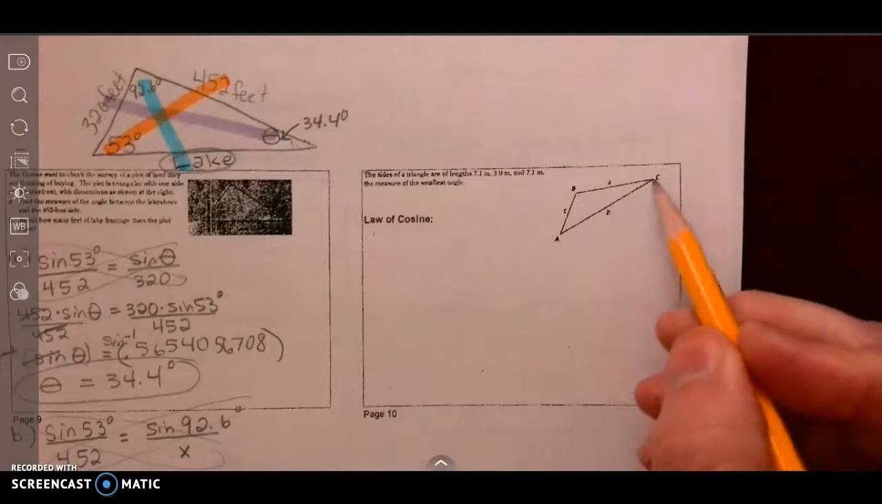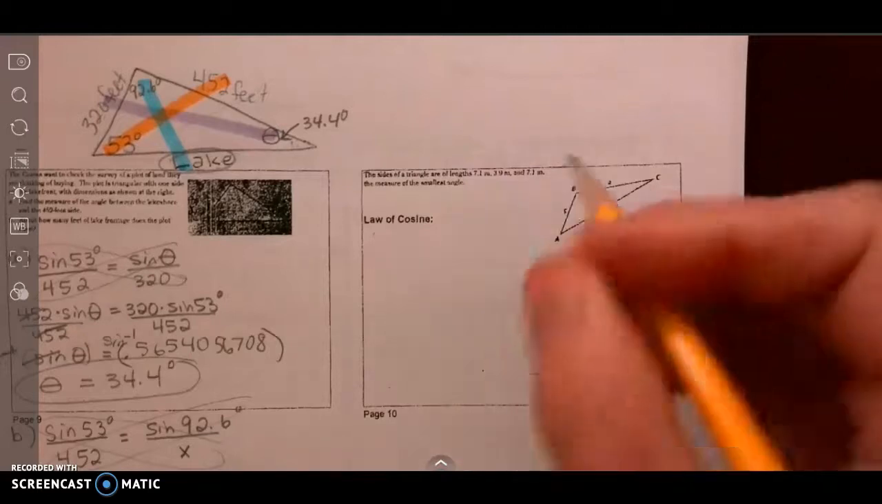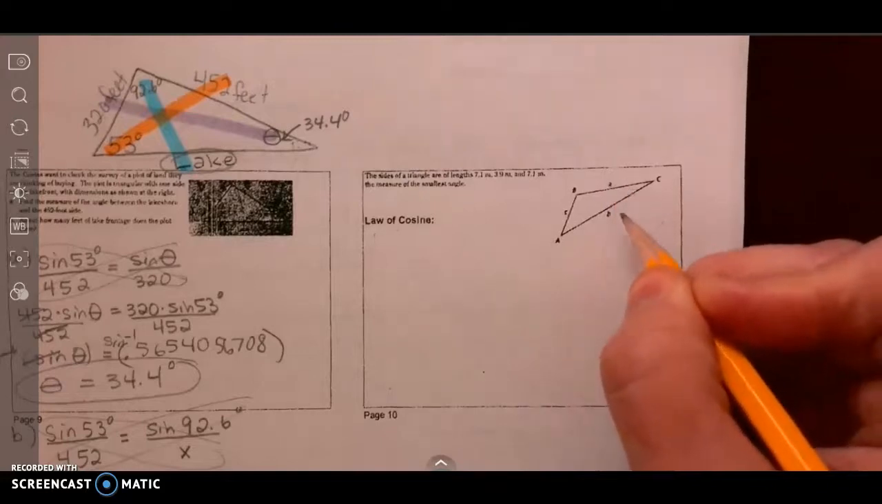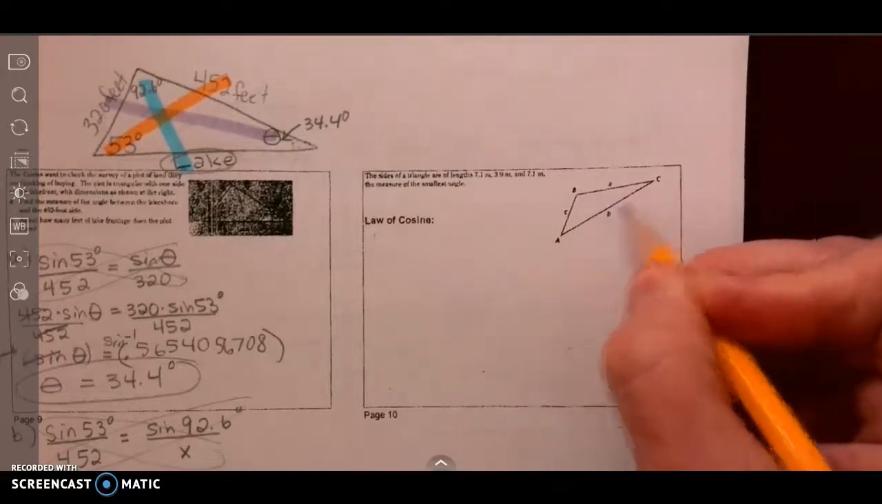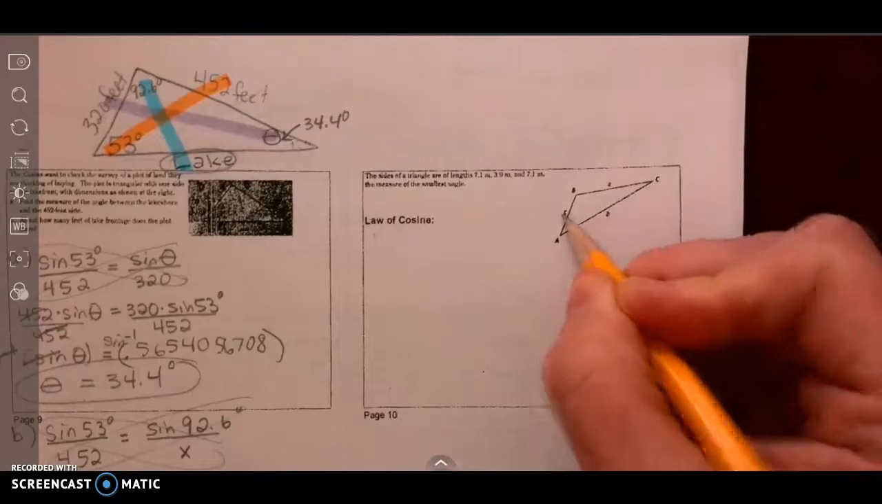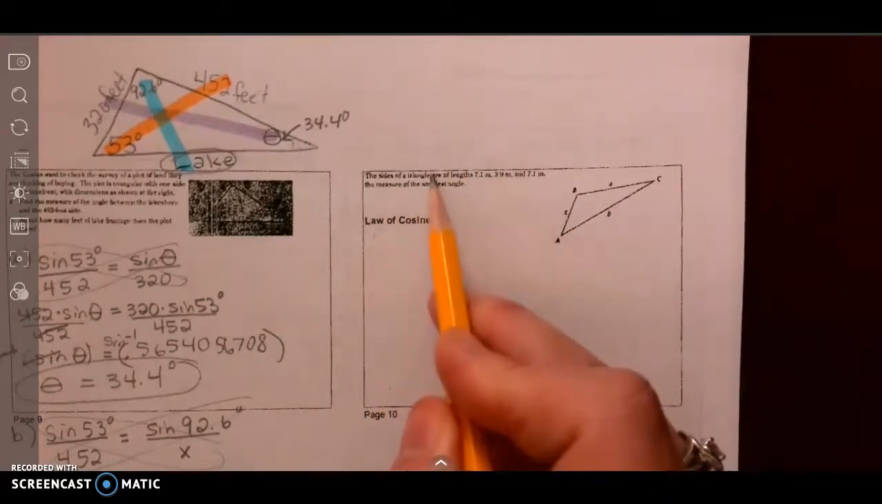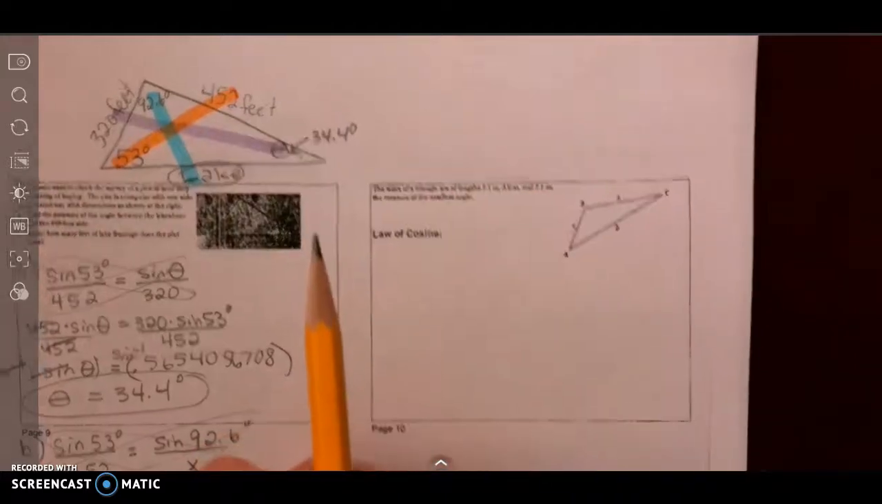So here is my picture of my triangle. I'm sorry that it's so small. Capital A is across from little a. Capital B is across from little b. And capital C is across from little c. Right now I'm going to write the law of cosines, and then we'll worry about the problem that's written here in just a second. Okay?